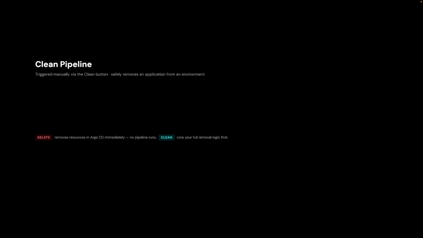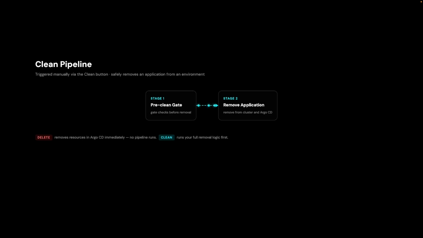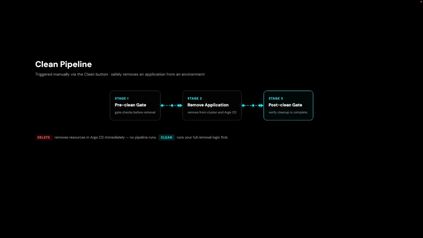When an application is no longer needed in an environment, you can safely remove it using the clean pipeline. First, a pre-clean gate runs, checking that the removal can proceed safely. Then the application is removed, gracefully taken down from the cluster and deregistered from Argo CD. Finally, a post-clean gate verifies that the cleanup completed without leaving orphaned resources. As the note at the bottom explains, the delete button removes resources in Argo CD immediately, with no pipeline. Clean runs your full removal logic first, giving you control over the process.